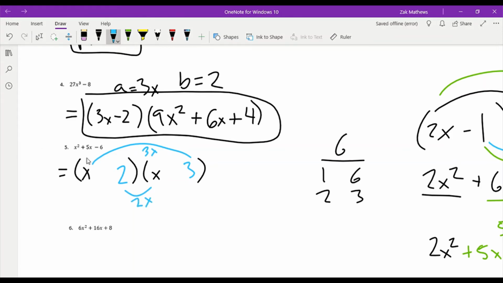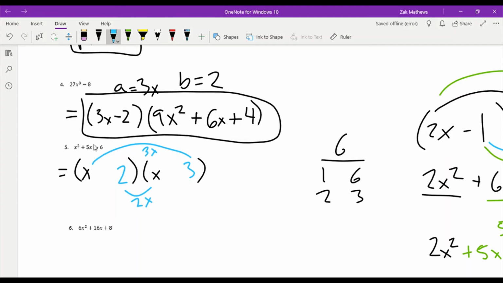But we also have to think about those signs. So if I want to get a negative 6, that means one of them has to be a positive and the other has to be a negative. If that second term is negative, these signs will be different. Versus if that second sign is positive, the signs will always be the same. So because our signs are going to be different, that means I'd have a positive 3 and a negative 2, or a negative 3 and a positive 2. Either way, we're going to be subtracting those values.